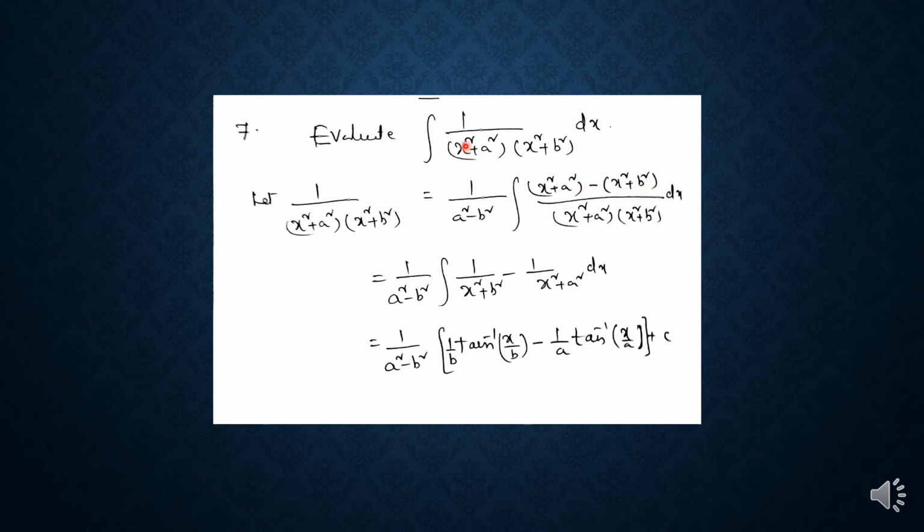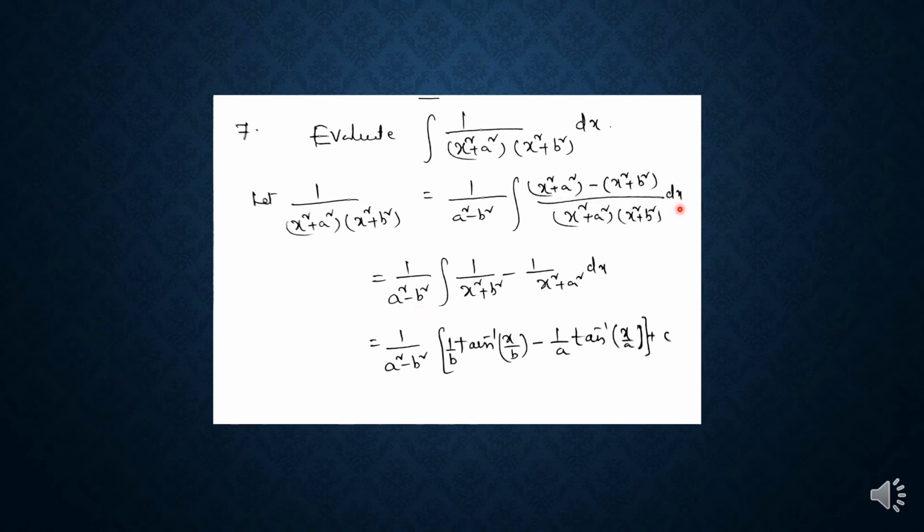But in the given integrand we have only 1. So to get 1 here, divide by a square minus b square, that is 1 by a square minus b square into a square minus b square. So we are getting the same value in the numerator. There is no change in the given problem. So I have written like this. That is equal to 1 by a square minus b square.